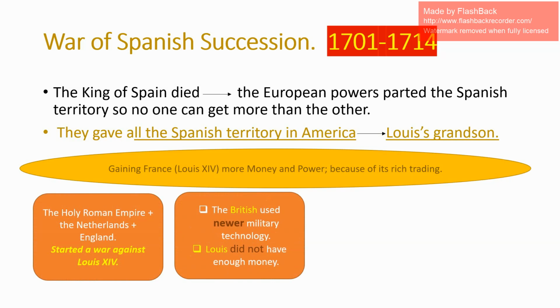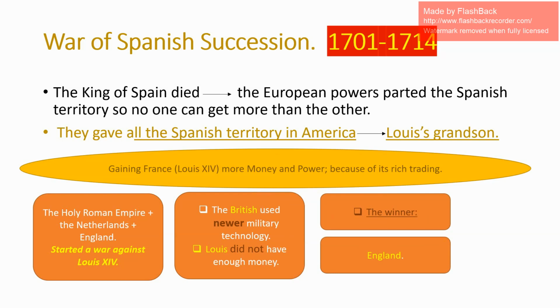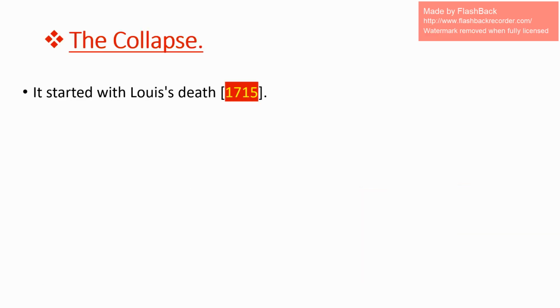England, the British people, used newer military technology that France did not know about, and they could not face it. Louis did not have enough money to fight them back, so England was the winner of this war. The collapse of the great monarchy of France under Louis XIV started with the death of Louis XIV.